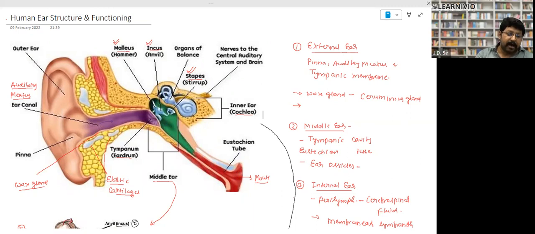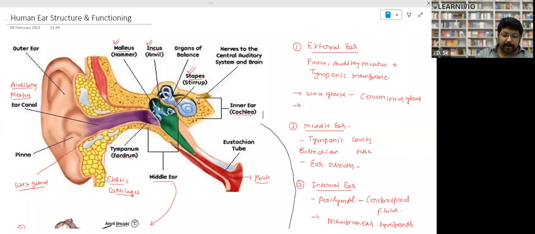Then this inner part remains floating in a fluid, right? This complete inner part is called the cochlea, right? Cochlea is enclosed inside a bony structure, and it keeps floating in the fluid, right?